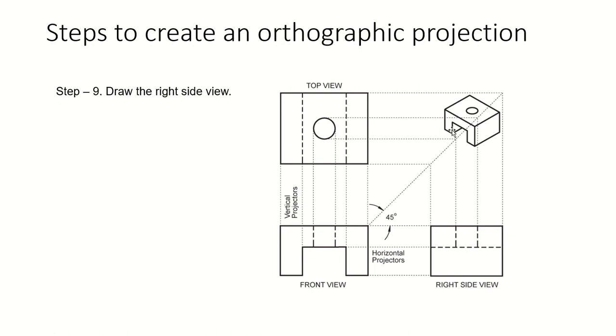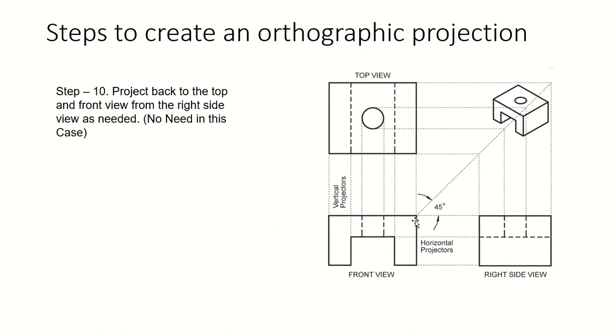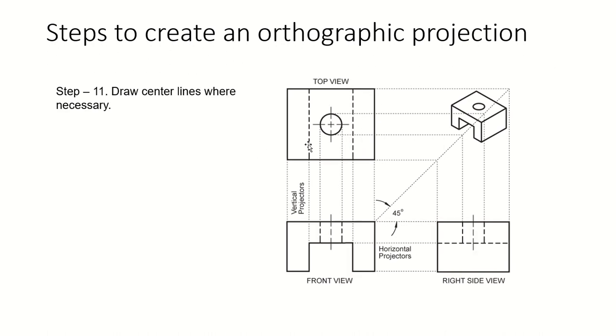And you still have another edge, see? Where this corner is, it goes all the way to the end of the corner on the back side. So that's what you're seeing right here. Okay, then we're going to project back to the top and the front view from the right side view if you need it, going backwards. Right now you don't need it because it's all correct, completed information. And then we're going to draw the center line where it is necessary.